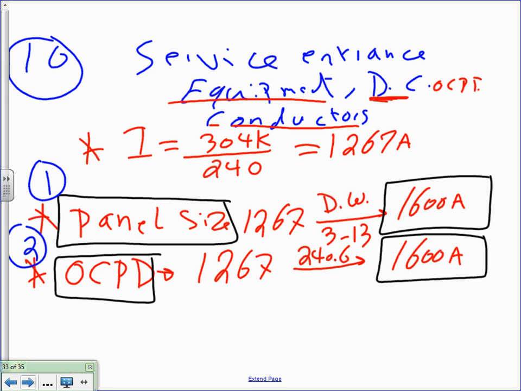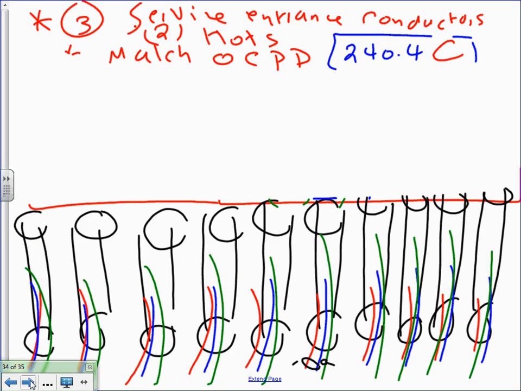That's real life. Okay, so 1600, but we're not doing real life. We're doing it based on the book. So that would be 1600 amp. Cool? So I have a panel of 1600 amp and a main of 1600 amp. Then I need to carry now the service entrance conductors, the 2 hots. I say match the overcurrent protection device based on 240.4(C). So what was our protection device?